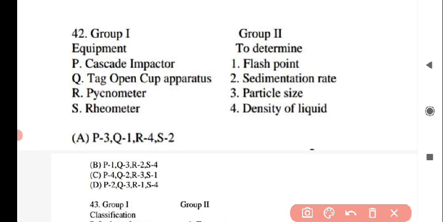Then coming to next question. So in this question, the group 1 contains equipment and the group 2 contains to determine. So for the first equipment, that is cascade impactor, the correct answer is particle size. For tag open cup apparatus, the correct answer is option number 1, that is flash point. And for pycnometer, the correct answer is option number 4, that is density of liquid. And for rheometer, the correct answer is option number 2, that is sedimentation rate. So option A will be correct for this question.